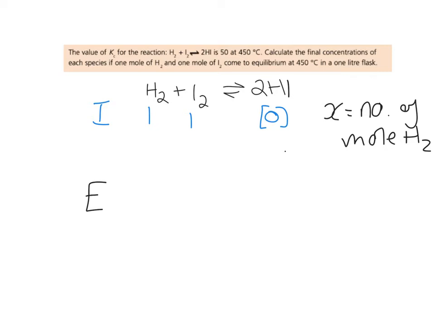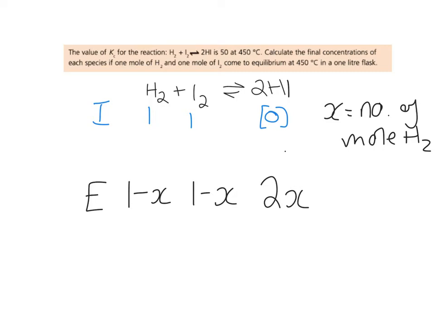So at equilibrium, we must have formed 2x moles. And we're also saying that we used up or reacted x number of hydrogen, so that figure is going to be 1 minus x. And we also use the same amount of iodine, 1 minus x.